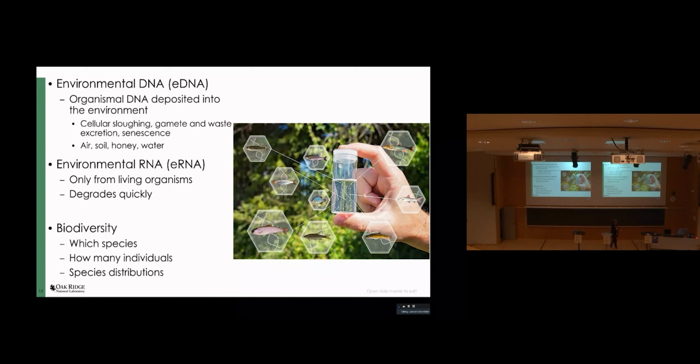And so with using eDNA and eRNA, we might be able to capture different estimates of which species and how many are moving through, depending on how these molecular structures are interacting with the environment and what we can recover from them. From here, we can get at species identification, the number of individuals, as well as distributions.